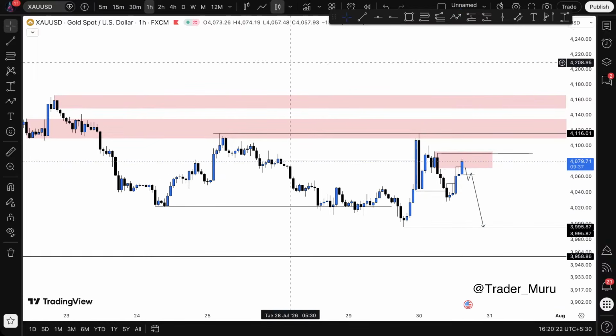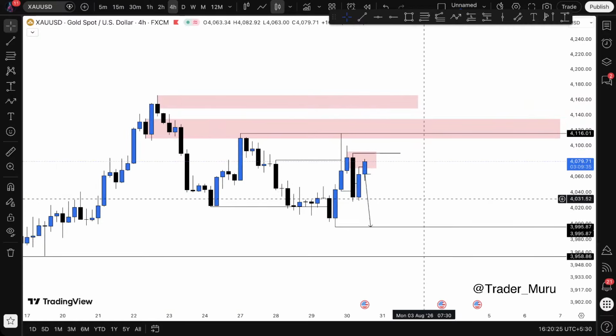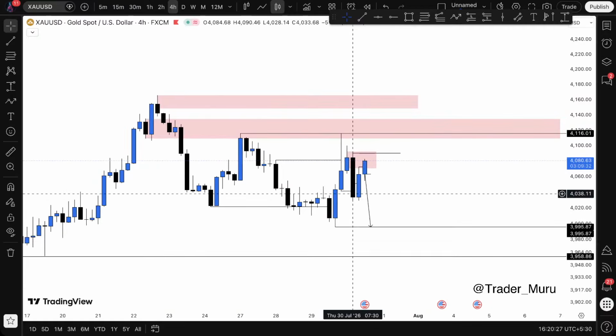Why is this still valid? Because we have a 4-hour momentum change here. So this is our entry candle.